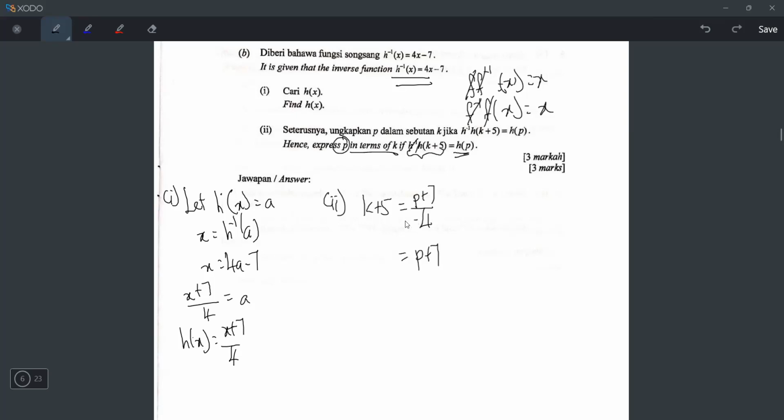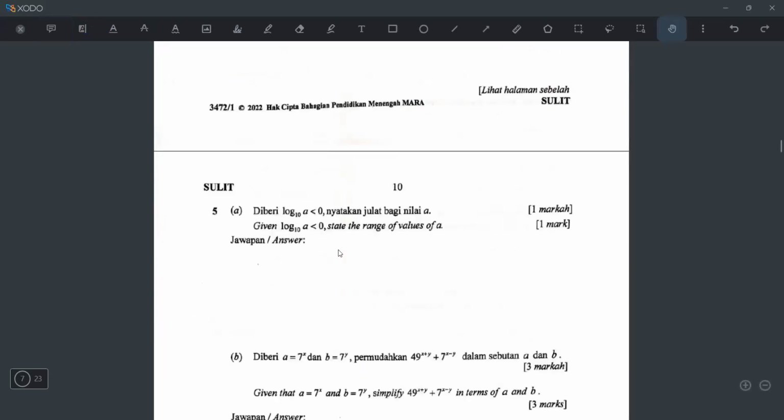How to make p single? Let's move the fraction over here. 4 times k is 4k, 4 times 5 is 20. P equals 4k, 20 minus 7, I think is 13. So p equals 4k plus 13. Okay, so that's how you do it.